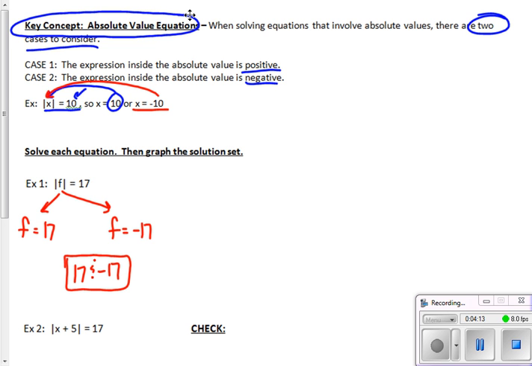Now you need to go ahead and graph this set on a number line. Here's my number line. I'm going to graph my solutions. My 2 solutions are 17 that we figured out and -17. So there would be my plots on my number line.